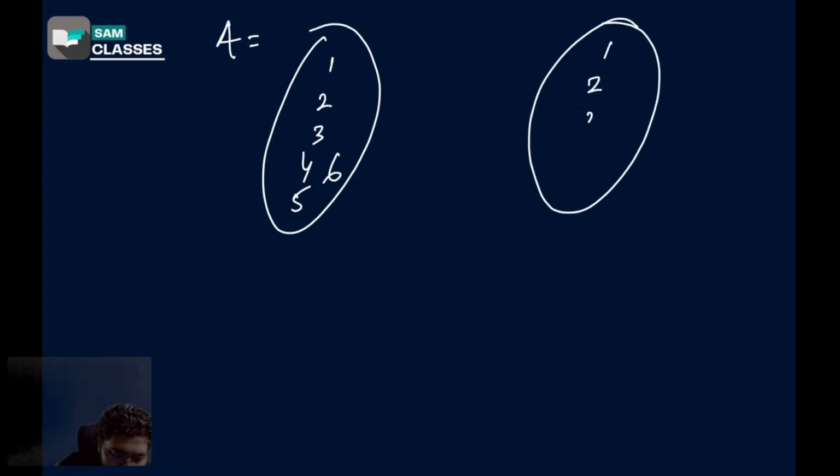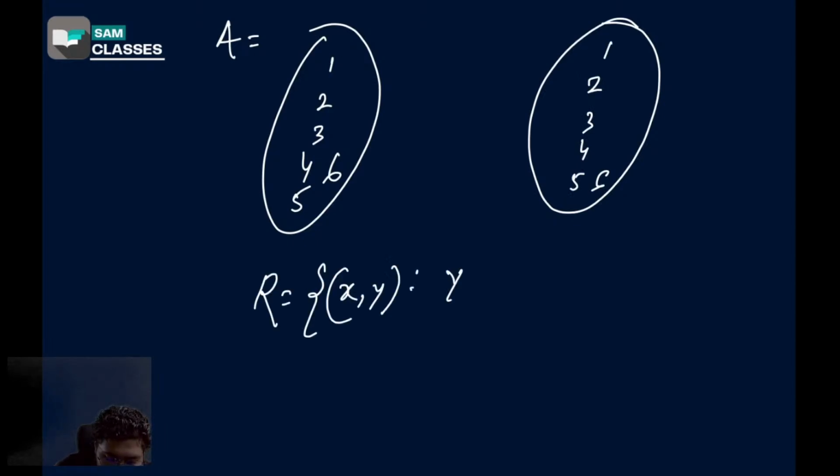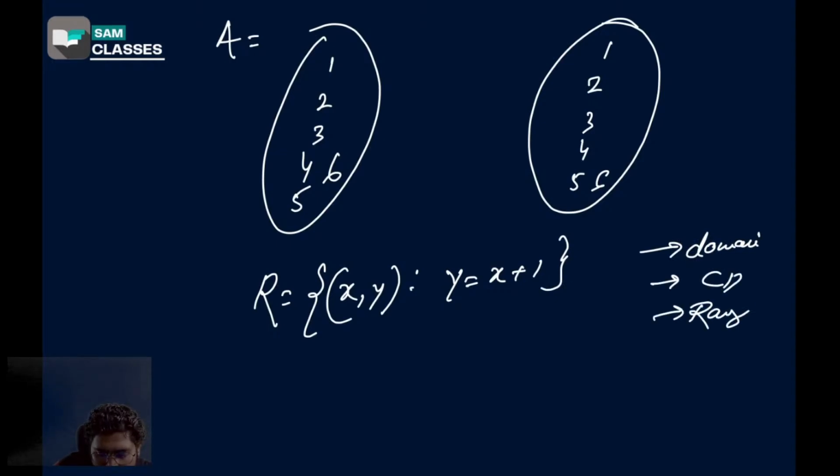Here also a lot of people make mistakes in domain and range. The moment we say A is 1, 2, 3, 4, 5 and 6, and B is also 1, 2, 3, 4, 5 and 6, and R is a relation x comma y such that y is equal to x plus 1, find the domain, codomain and range. Try everybody. First you all try, then I'll tell you. Right or wrong doesn't matter. We are here to learn. So try everybody.